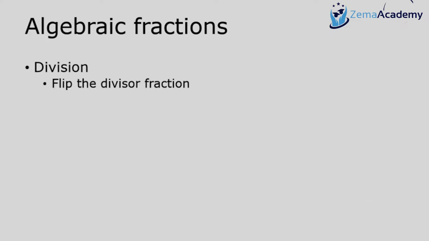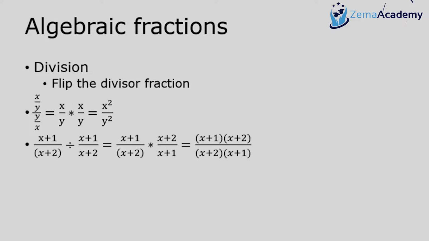So a couple of examples of division. Again, we're going to use the same operation we use for multiplication, but first we have to flip the divisor fraction, the second fraction. So in this case, I've got x over y divided by y over x. I'm going to flip the second fraction, that's the fraction on the bottom there, the divisor, and that's going to give me x over y times x over y, which of course, just as we've just done, is going to equal x squared over y squared.